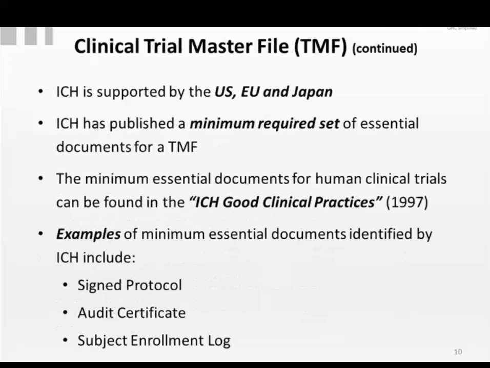ICH published a minimum required set of essential documents for a TMF, which can help you determine what you need to collect and maintain. The minimal essential documents for human clinical trials can be found in the document ICH Good Clinical Practices, published in 1997. You can find that on the internet. Now, some examples of minimum essential documents identified by ICH are things like your signed protocol, study protocol, your audit certificate, your subject enrollment log.